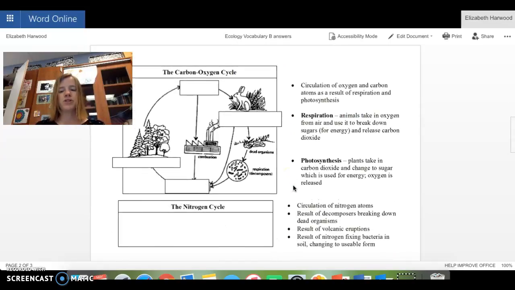Now, the carbon-oxygen cycle, you have all of this on the right written down, but I do want you to fill this part in. This is photosynthesis and respiration. So we breathe out, plants breathe in, plants breathe out, so to speak, and we breathe in. So that's what this is indicating. You can start here. We would write down photosynthesis at this stage right here.